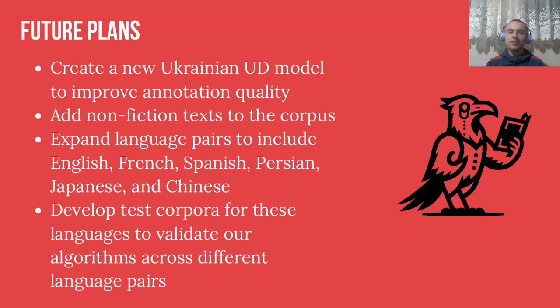The corpus can be useful to a wide audience, from translators to university students. The metatagging in ParaRook, together with the manually aligned texts and clean data, makes it suitable for a wide range of linguistic research. Our future goals include creating a new Ukrainian UD model to improve annotation quality, adding non-fiction texts, and expanding language pairs to include English, French, Spanish, Persian, Japanese, and Chinese. We are developing test corpora for these languages to validate our algorithms across different language pairs.